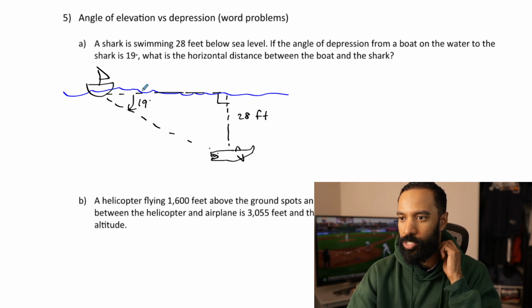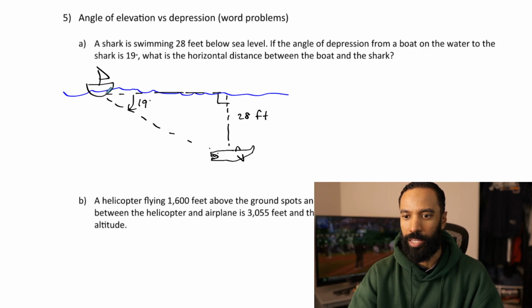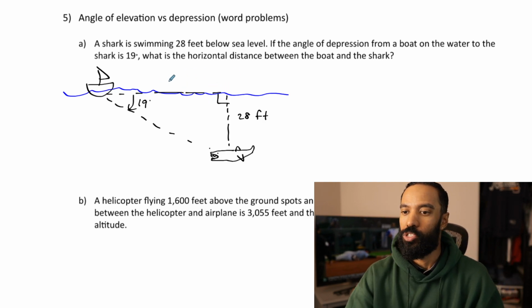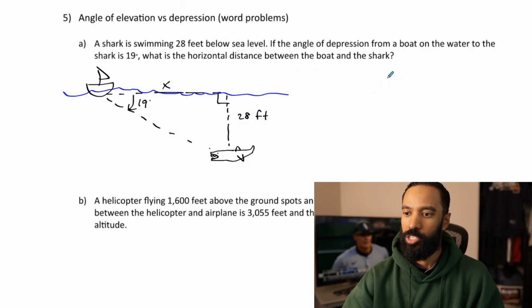They want to ask what the horizontal distance is between the boat and the shark. That means, how far would the boat have to travel to be directly above the shark? So this is the unknown. Basically, we have a right triangle.